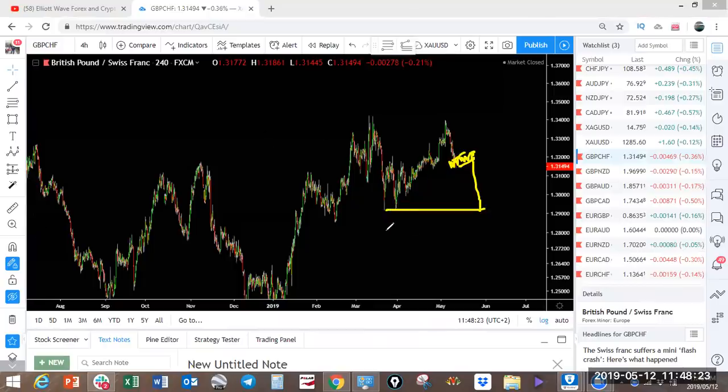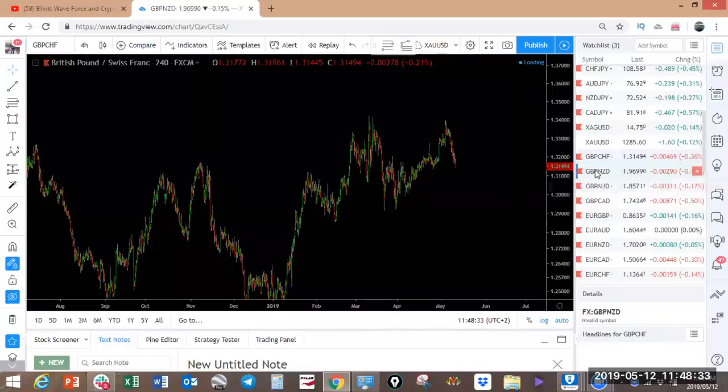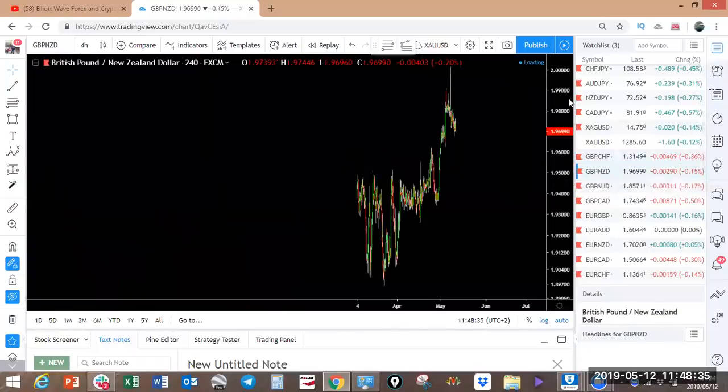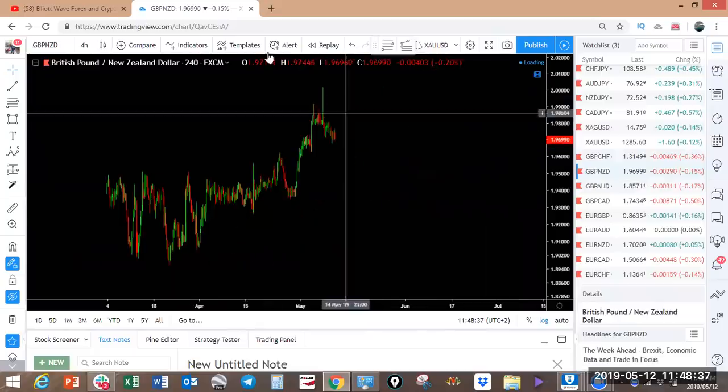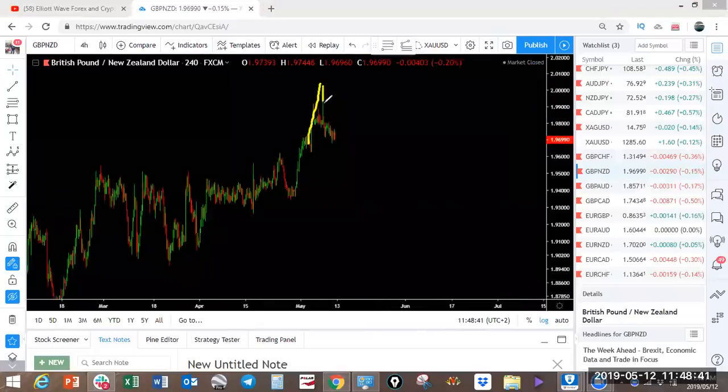All right, so that will make an A, B, C structure. If that is the case, you're still going to push higher. You'll see that all the pound pairs are similar in terms of the bias. So here also, we had those big moves to the upside, which we forecasted up. Now you're coming down with this one. This is corrective structures. So wait for this corrective structure.